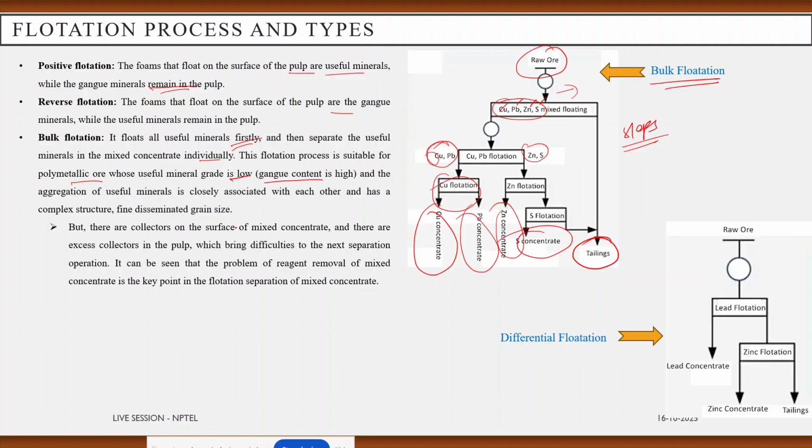But here, what is happening? There are collectors on the surface of the mixed concentrate, and there are excess collectors in the pulp, which makes the next separation process difficult. It can be seen that the problem of reagent removal from the mixed concentrate is the key point in the flotation separation of the mixed concentrate.